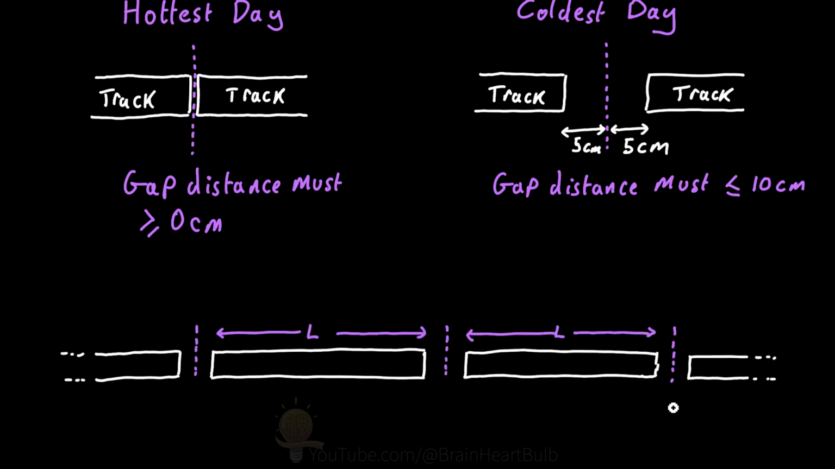So at the very coldest temperatures, the length here of our track segments should be spaced so that the gap is no larger than 10 centimetres. But at the hottest times of the year, these track segments should join up to one long length of track, so there's no gap in between them.